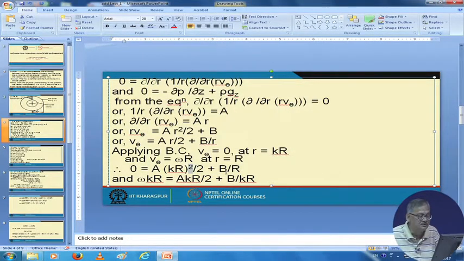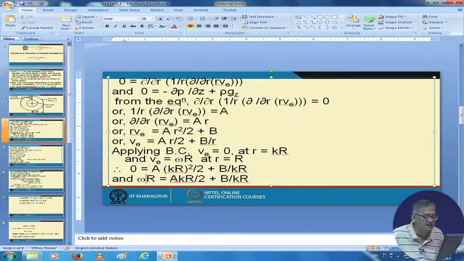Okay. So, it is A kR square by 2, plus here it is B by kR, because we have first V theta is equal to 0 at r is equal to kR. And the second boundary condition was V theta is equal to omega R at r is equal to R.